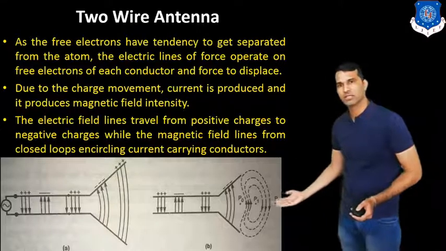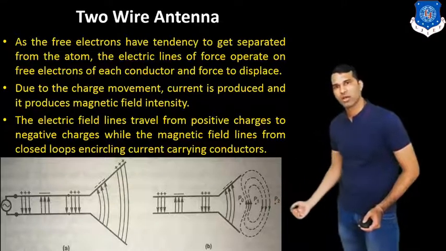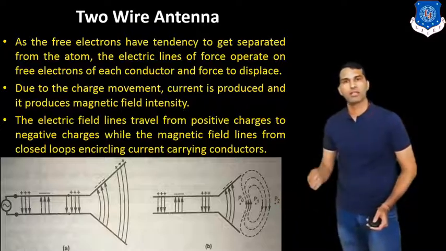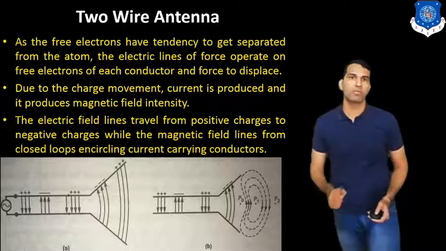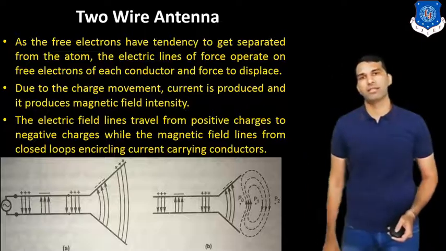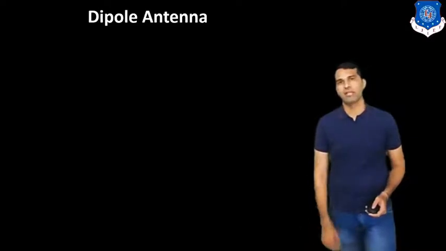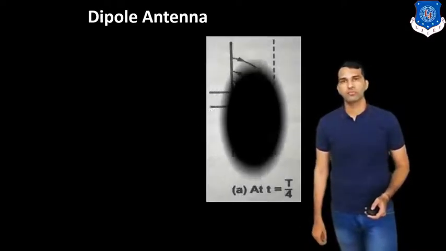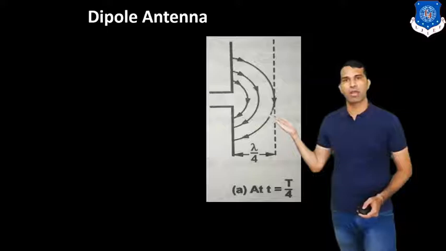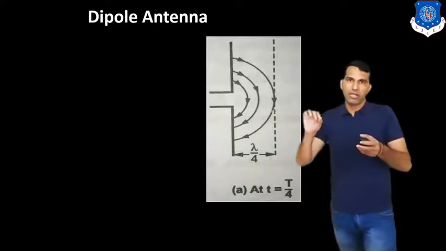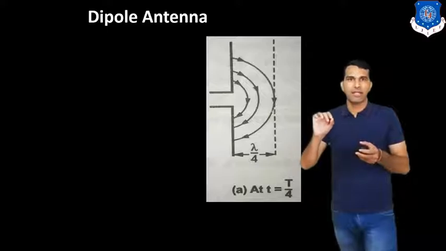Here we can see the second figure. The electromagnetic wave is generated here and it propagates in free space. So this is the mechanism of the two-wire antenna. Now we understand a most important topic, the dipole antenna. Here you can see a dipole antenna. Simply, we have bent the wire fully into a 90-degree shape.